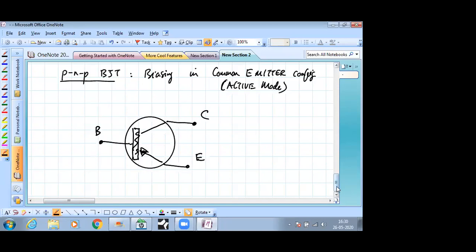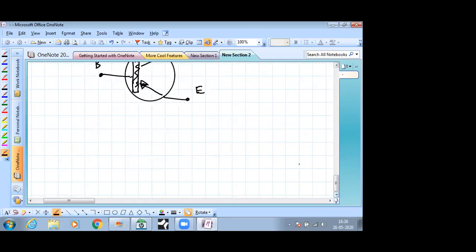First of all, I am dealing with common emitter configuration, which means the emitter pin has to be grounded. Then the next thing is I need to forward bias the emitter base junction. So that means the base pin, which is now the N-type semiconductor. Remember, the arrow always points from positive to negative. So the emitter pin is the P-type and the base pin is the N-type. So this has to be forward biased, which means the biasing has to be like this.